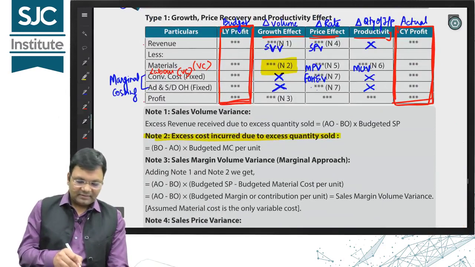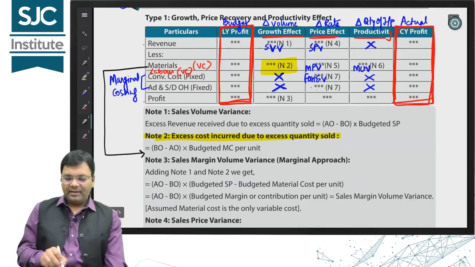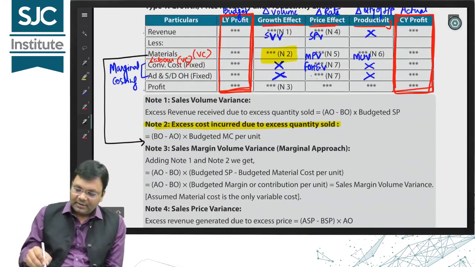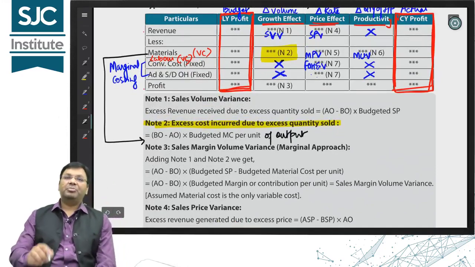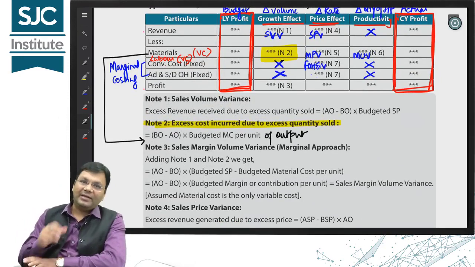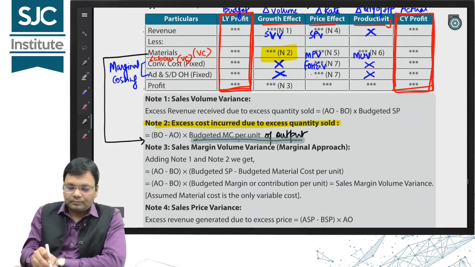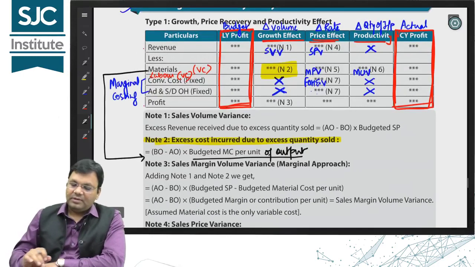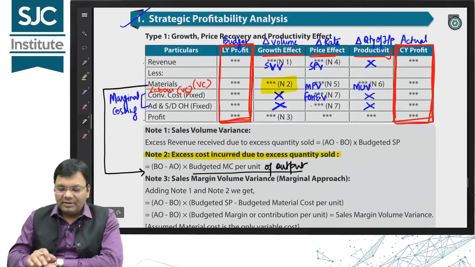You can match this with this. BO minus AO into budgeted material cost per unit. Budgeted or standard is the same. Per unit of output. Sometimes material cost per unit of input is given. Say material quantity is given in kgs and rate per kg is given. That rate you should not take. This is a new rate that you need to compute. Got it? So now on your own you can refer to other variances. It is very easy to understand.